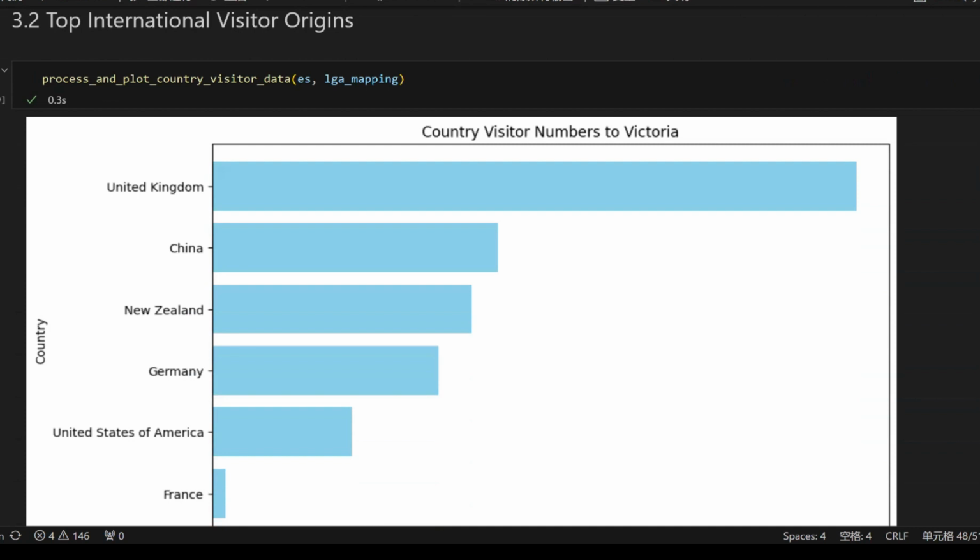Simultaneously comprehending the primary source countries of international tourists provides vital market insights for local tourism operators, enabling them to tailor marketing strategies to diverse international markets. A horizontal bar chart illustrates the principal source countries of international tourists.